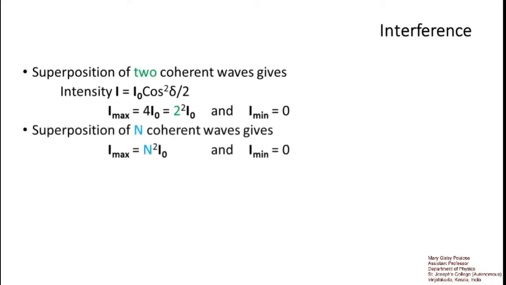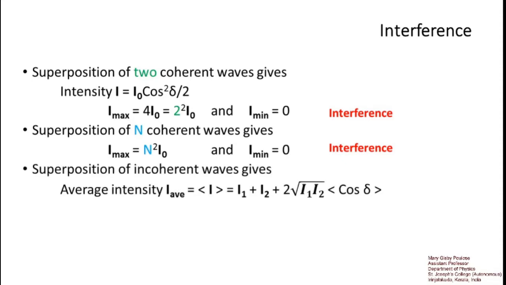Now, if we have n coherent waves, our I max will be n square times I0 and I minimum will be 0. In these two cases, we can observe the interference of light where there will be alternate maximas and minimas, or alternate bright and dark regions. Now, what happens if incoherent waves superimpose?